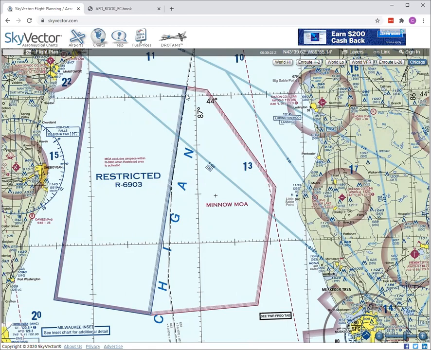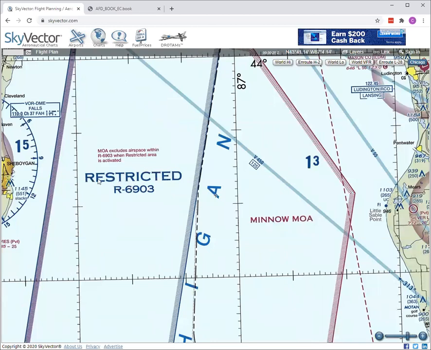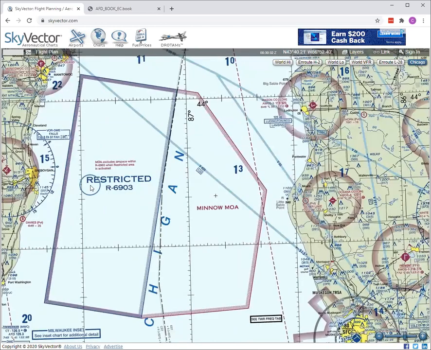So blue hash lines indicate restricted areas, and they also have their own name designation. So it'll say restricted, and they'll give you the restricted area number. So yeah, restricted areas, do not go in those. MOAs are okay to go in, but you should definitely check whether or not it's hot.